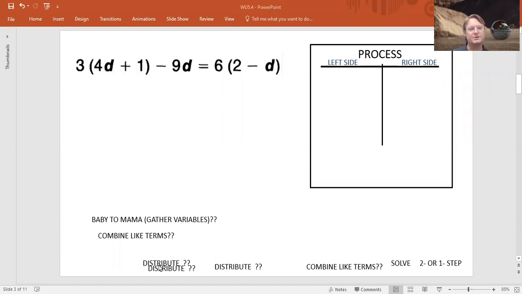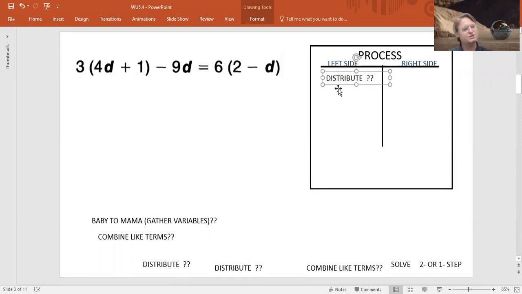So here's what I'm going to do. I'm going to check the left side. First thing I'm going to do, and you guys have done this many times, first thing I'm going to check the left side for is: is there an example of the distributive property? And there is. So I'm going to do that first.